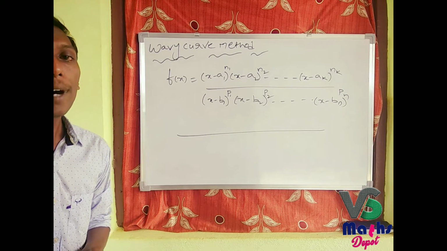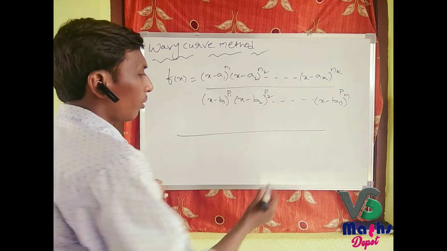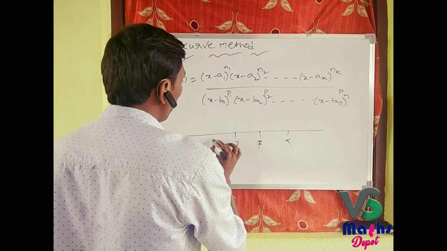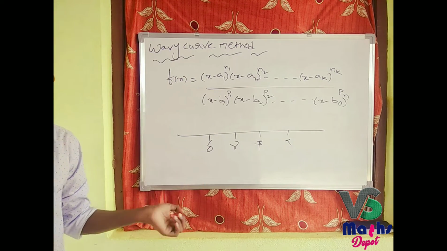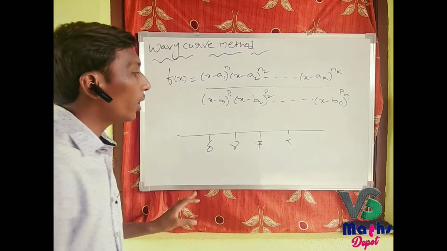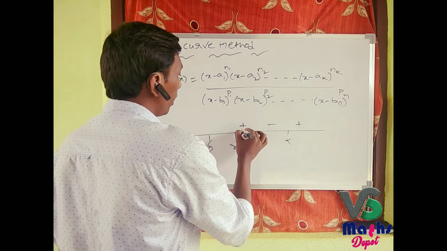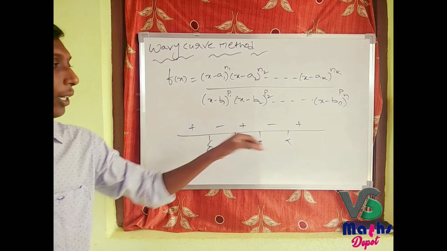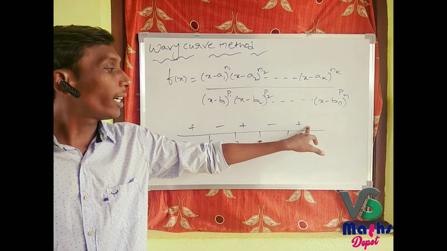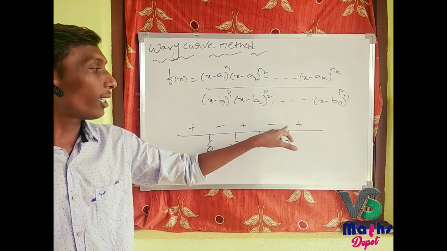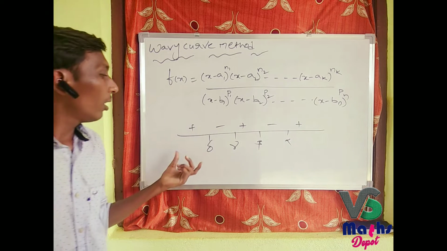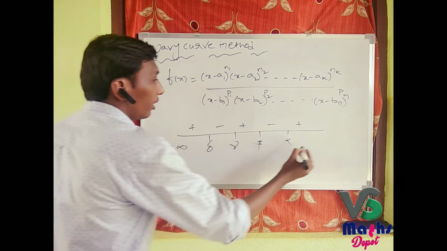Denote them on the number line. Suppose the critical points we are getting are alpha, beta, gamma, and delta. Start from the right and give the symbols plus, minus, plus, minus, plus alternately, from the right side onwards. For all values, this is minus infinity and this is plus infinity.